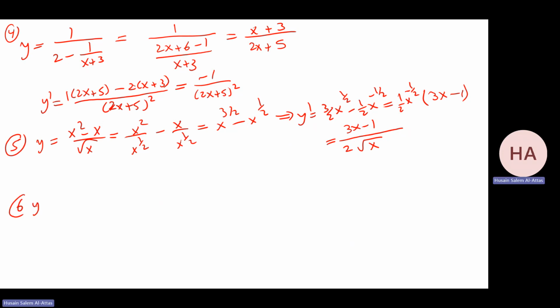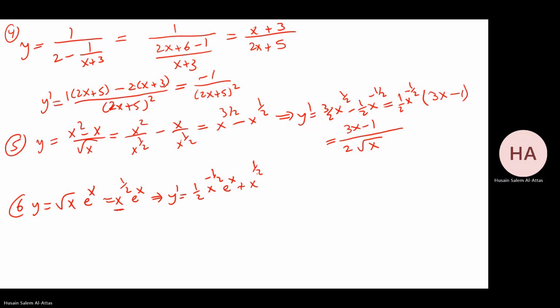The last one, y equals square root of x times e to the power x, which is x to the power half times e to the power x. So y prime will be the derivative of this, which is half x to the power minus half times e to the power x plus x to the power half e to the power x. I take x to the power minus half e to the power x as common factor. I get what? Half plus x. In other words, it's x plus half, e to the power x, over square root of x.